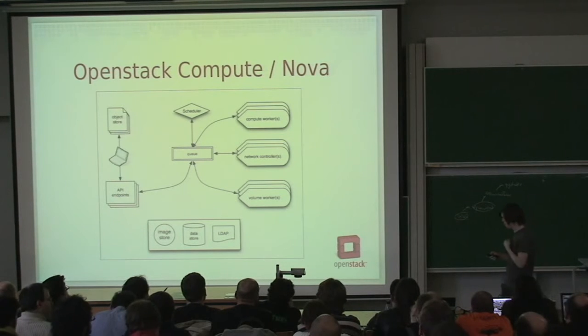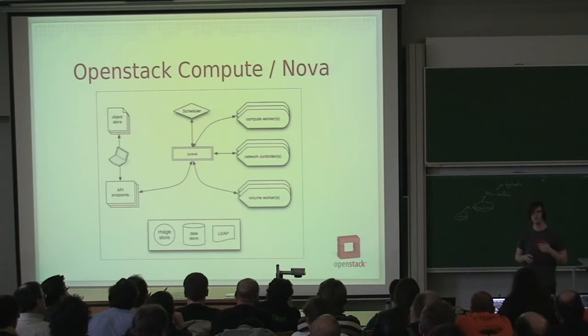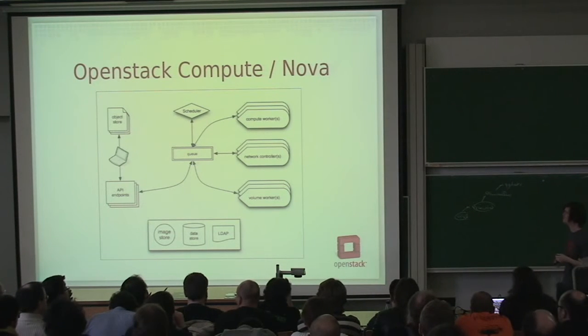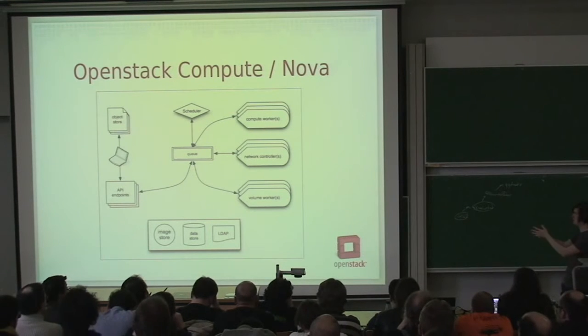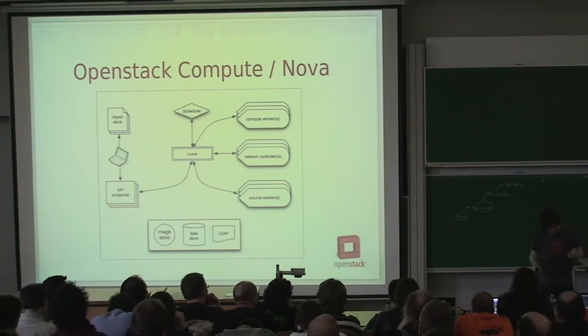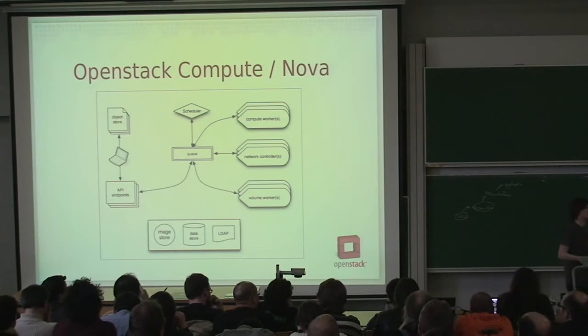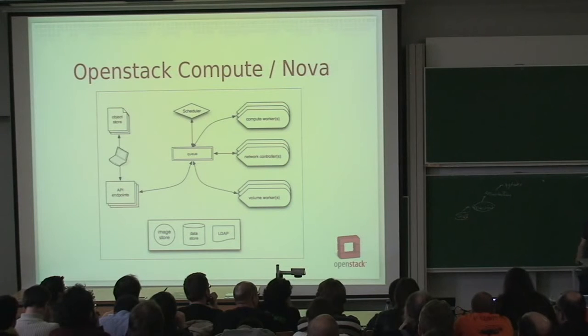So what happens is that if you send an API request to, for instance, run a virtual machine, that happens over HTTP. You send it to the API server. The API server looks at it and validates it, making sure that you are actually a valid user. You exist.